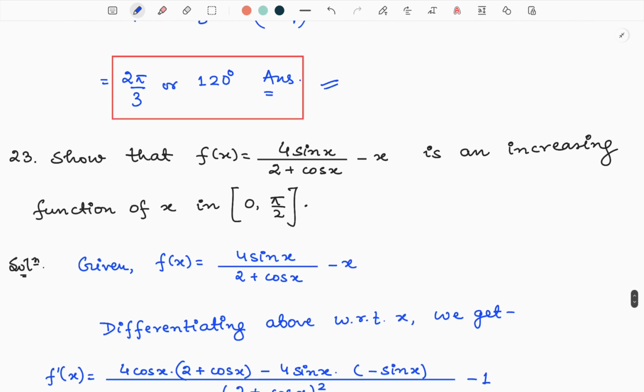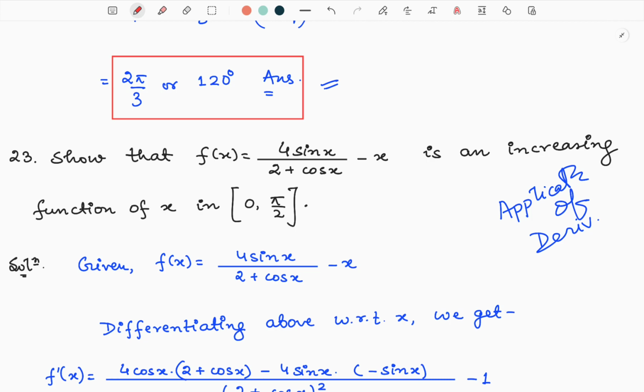Question 23 is again based on application of derivatives, and it's a very simple question. This question is directly asked from the exercise of NCERT. It is actually asking us to prove that the given function is an increasing function of x in 0 to pi by 2.